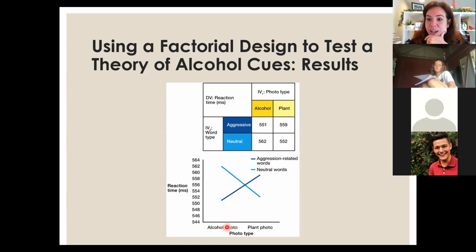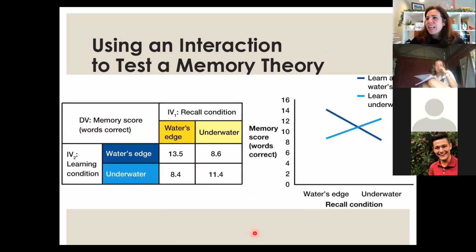But again, we've got that second piece, which is a neutral word. So it's not like cueing you with an alcohol photo makes you much faster at identifying everything, because that same group of people who were cued with that alcohol photo had a much slower reaction time to identify neutral words compared to the plant photo. Okay, kind of interesting stuff.